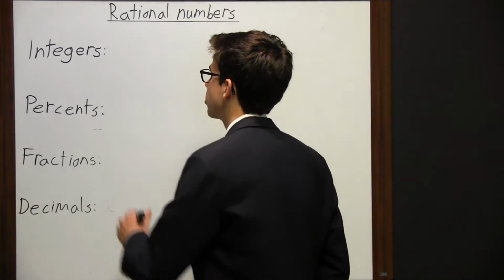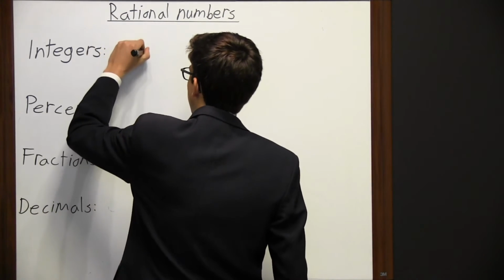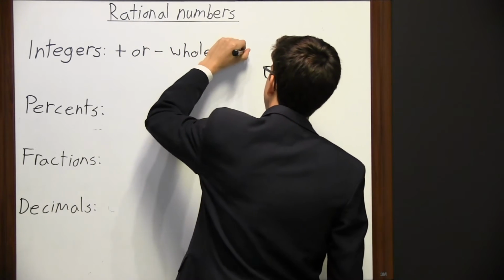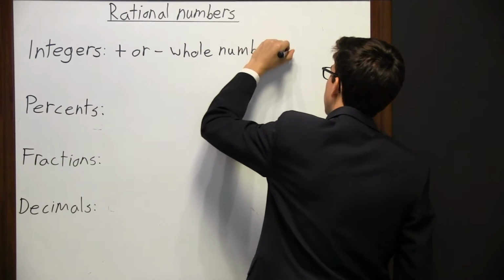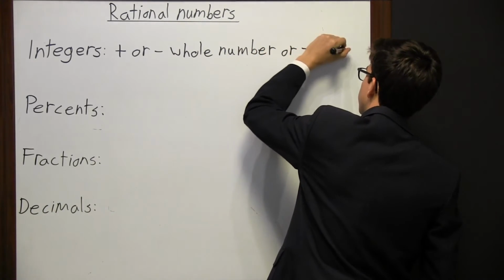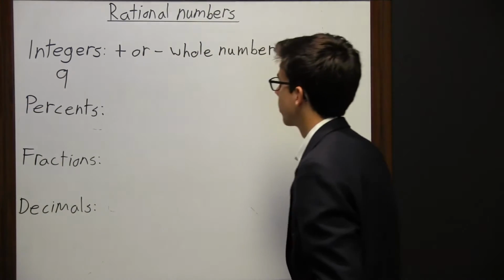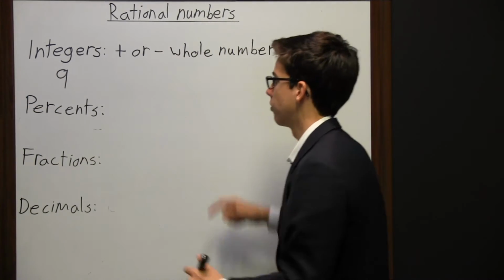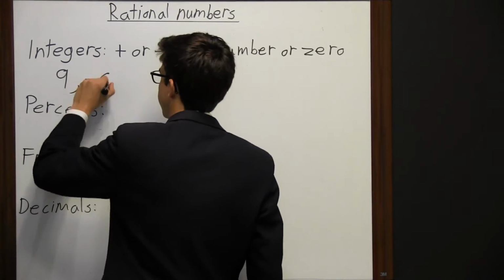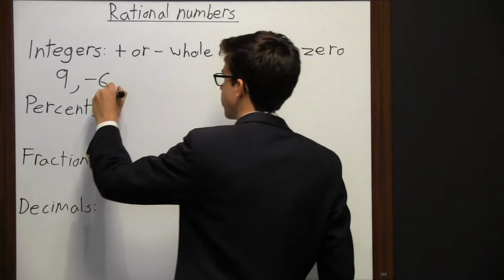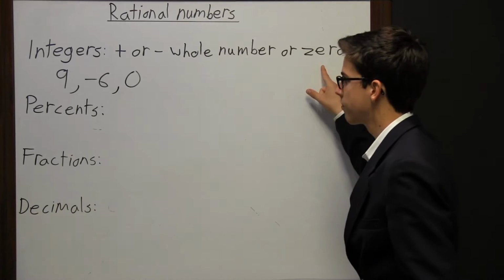So starting out with integers, an integer is a positive or negative whole number or 0. So 9 would be an integer because it's a positive whole number. Negative 6 is an integer because it's a negative whole number. Then of course 0 is an integer because we said it was.